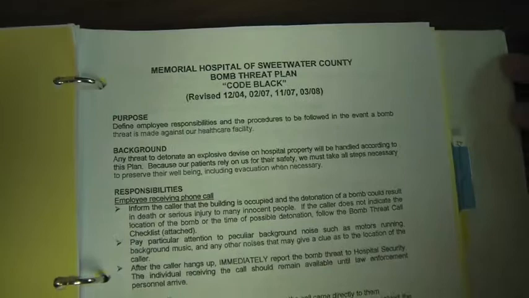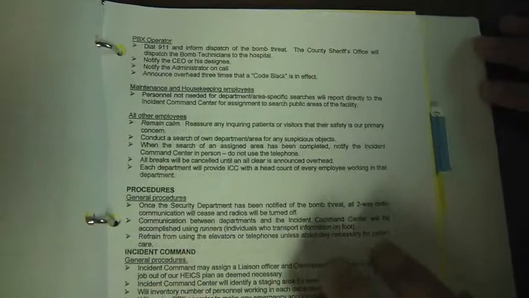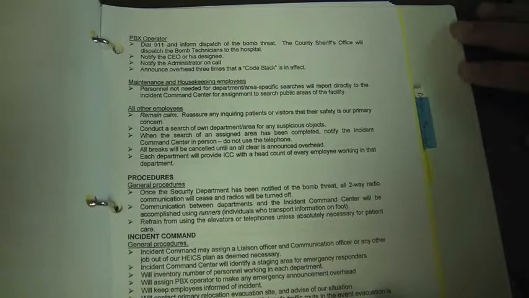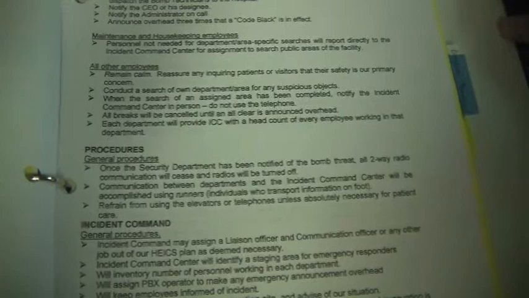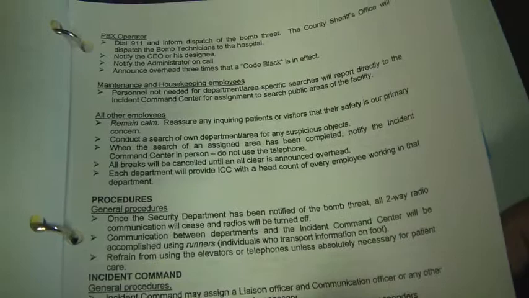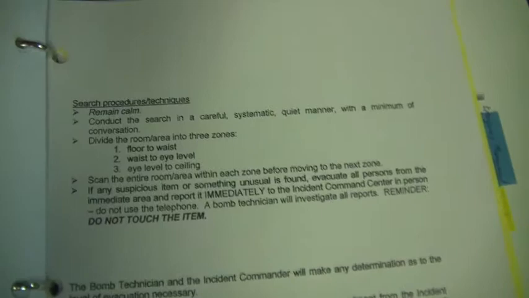The plan is very simple. There's three pages. It initiates responsibilities about hospital security, what their responsibility is, the PBX operator, what they're supposed to do, maintenance and housekeeping, and all other employees. It talks basically about the general procedures, about searching, and about the hospital command, how it's utilized. And then it also talks about the recovery process and what to do in the event you did find one. It talks about you must evacuate immediately.